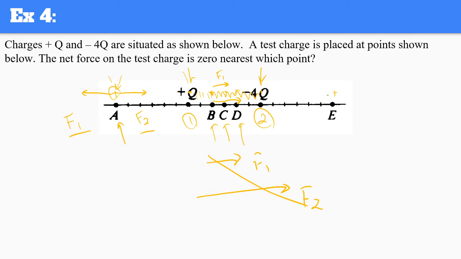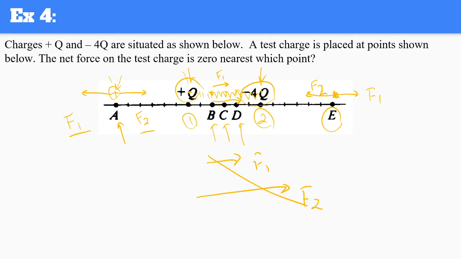And you can also get the same idea over here. F2 will be towards the left, because this is negative and this is positive. Positive, positive is going to go towards the right. So point E is also a possibility, but now we need to think about the distance.